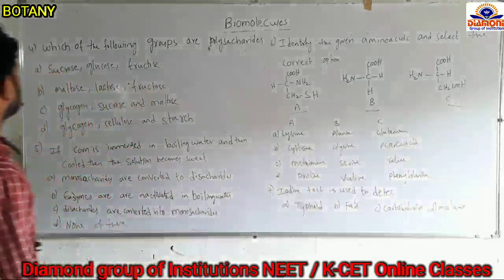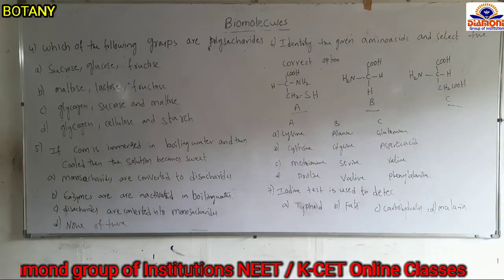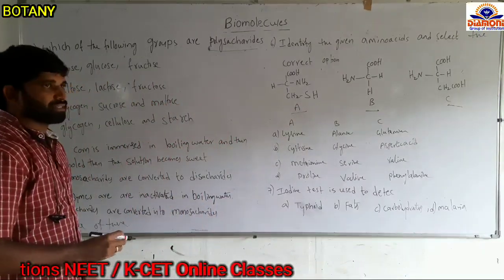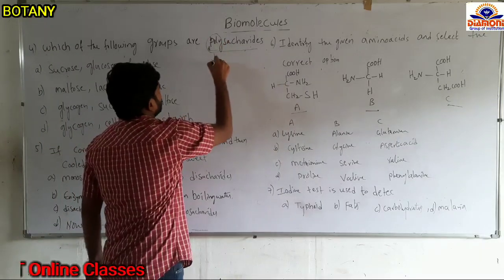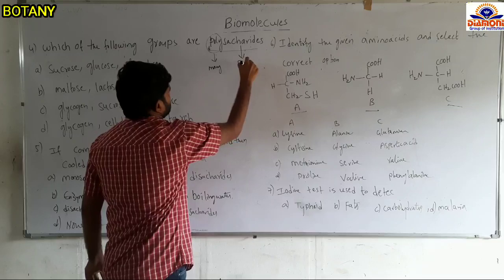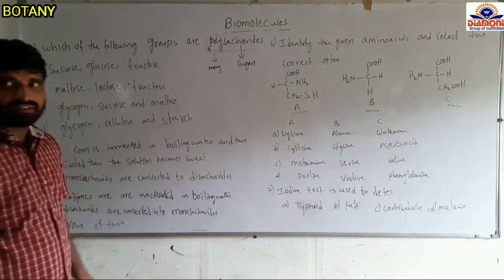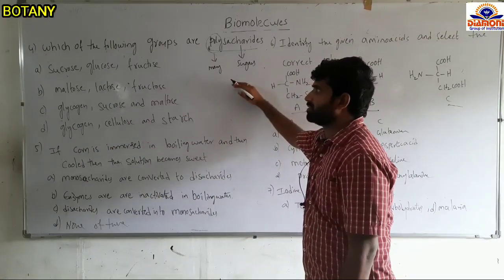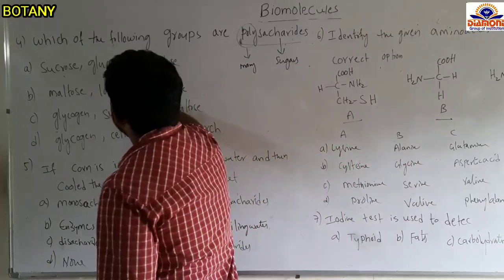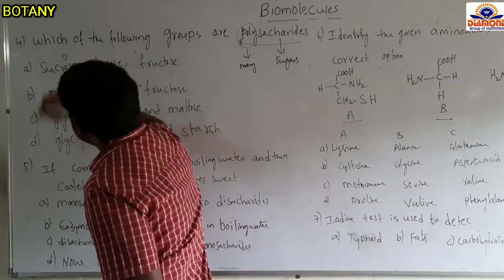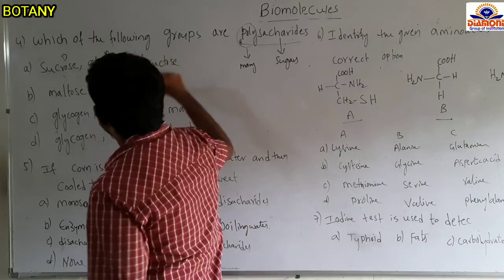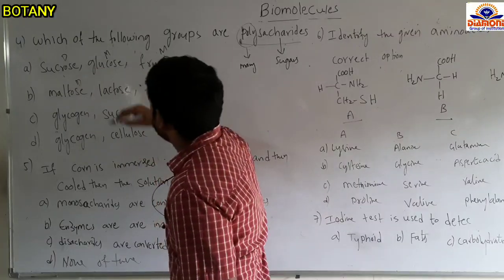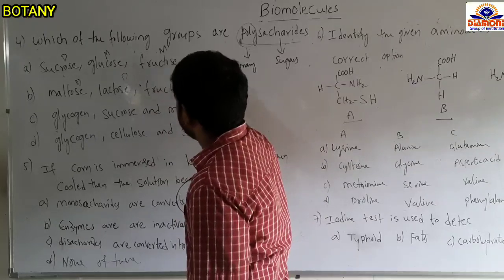Next question. Which of the following are groups of polysaccharides? Here we have to identify the correct group for polysaccharides. Poly means many, and saccharides are sugars. So out of the given options, which have many sugars? Option A: sucrose, glucose and fructose. Sucrose is a disaccharide, glucose is a monosaccharide, fructose is also a monosaccharide. Then maltose is a disaccharide, lactose a disaccharide, fructose a monosaccharide.